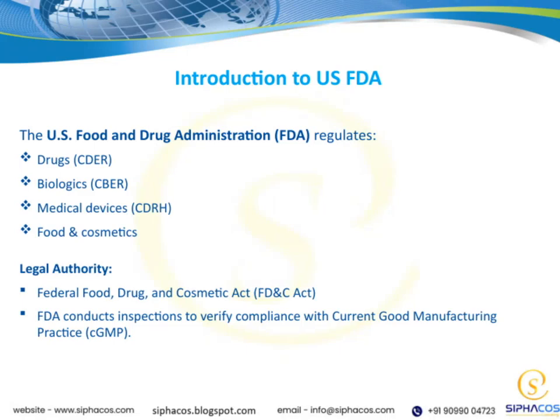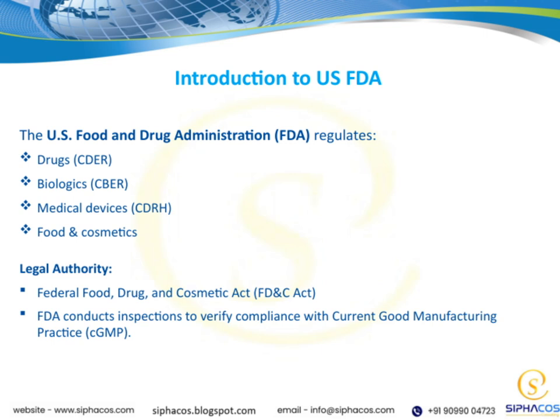Welcome to our overview of the U.S. FDA. The Food and Drug Administration, or FDA, is the key agency responsible for ensuring the safety and efficacy of a wide range of products. They regulate drugs through the Center for Drug Evaluation and Research, or CDER. For biologics, like vaccines and blood products, they operate under the Center for Biologics Evaluation and Research, known as CBER. Medical devices, such as implants and diagnostic equipment, fall under the Center for Devices and Radiological Health, or CDRH. Additionally, the FDA oversees food products and cosmetics to make sure they are safe for consumers.